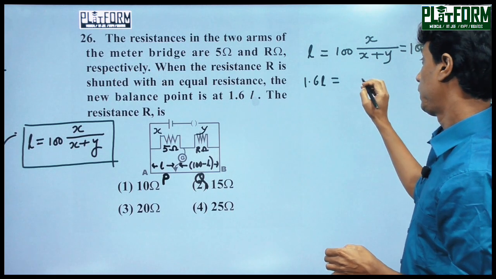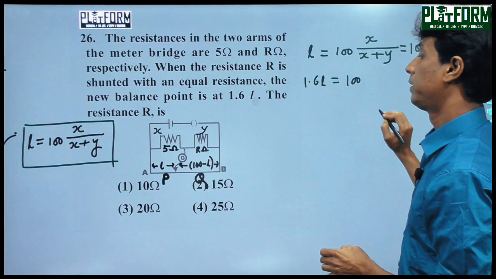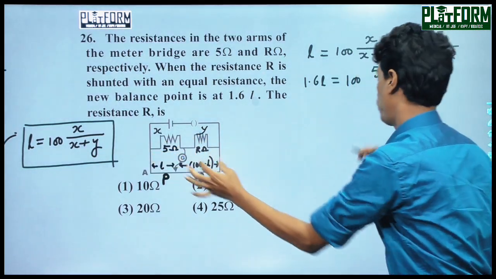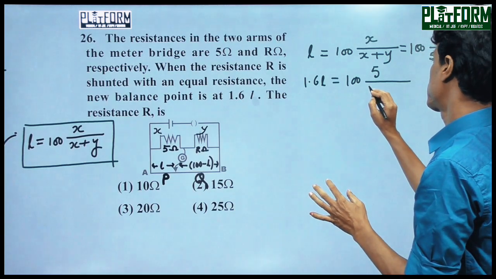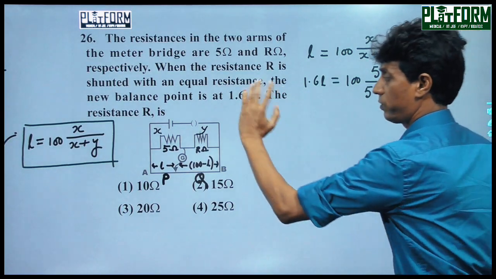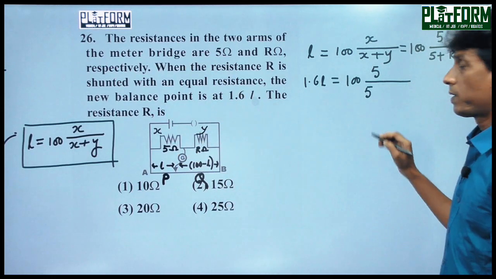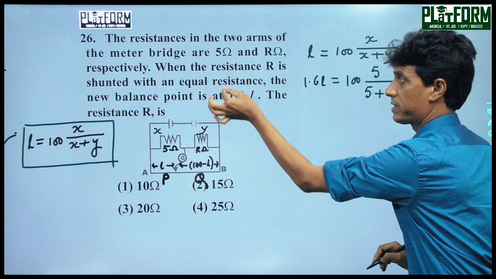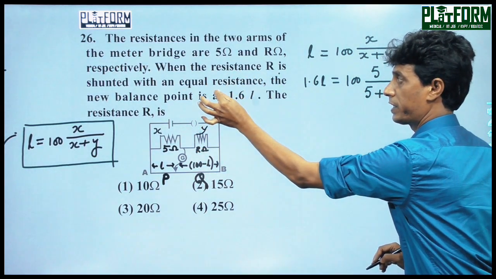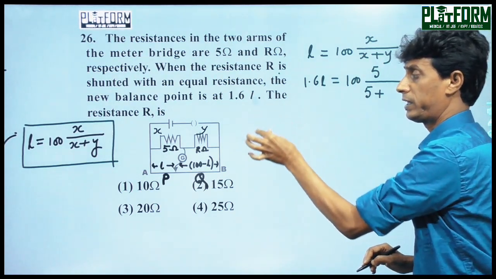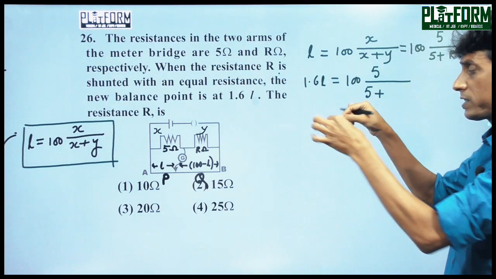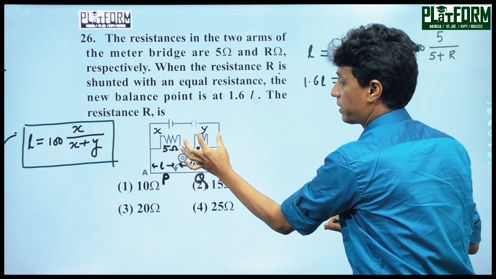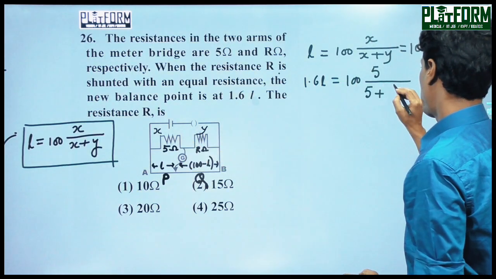1.6 L is 100 times, the resistance of the left hand side, it is 5 ohm as it is, but the resistance of the right hand side branch, it is when the resistance R is shunted with an equal resistance. Shunted means another resistance R is connected across it in parallel. So the equivalent of this resistance, that is Y, becomes R by 2.